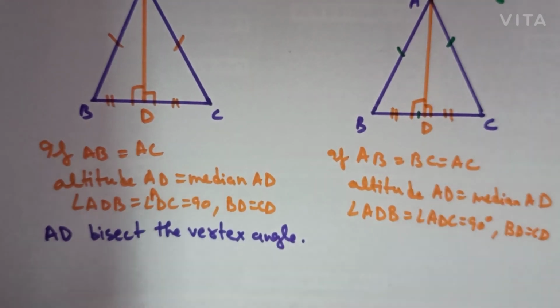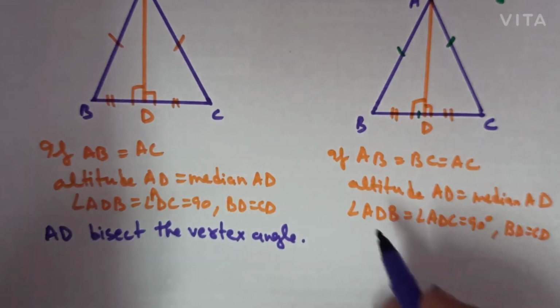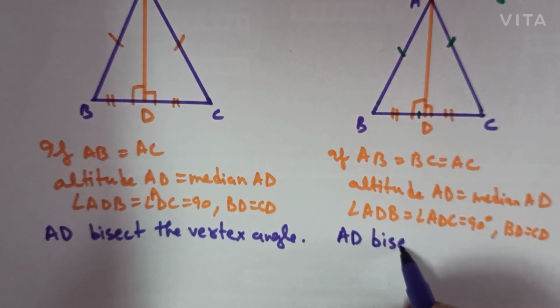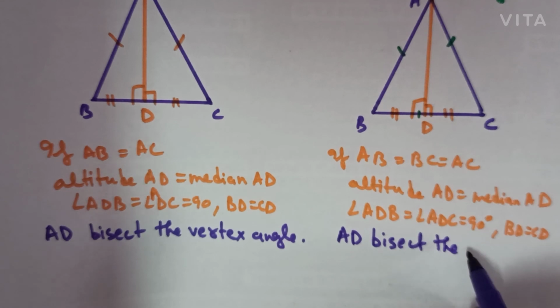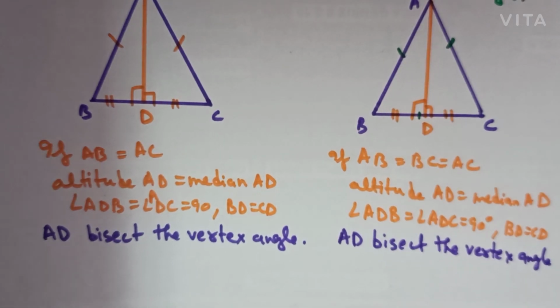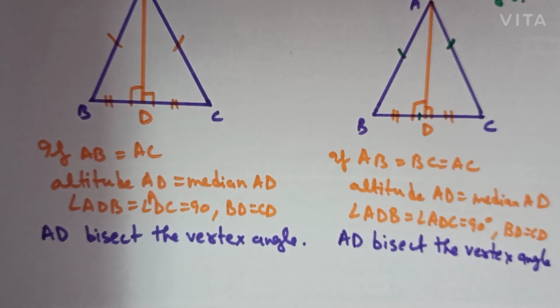And this is also true, that the altitude and median AD bisect the vertex angle, because we know that an equilateral triangle is a form of isosceles triangle in which the third side is also equal. So this property is also satisfied by the equilateral triangle.